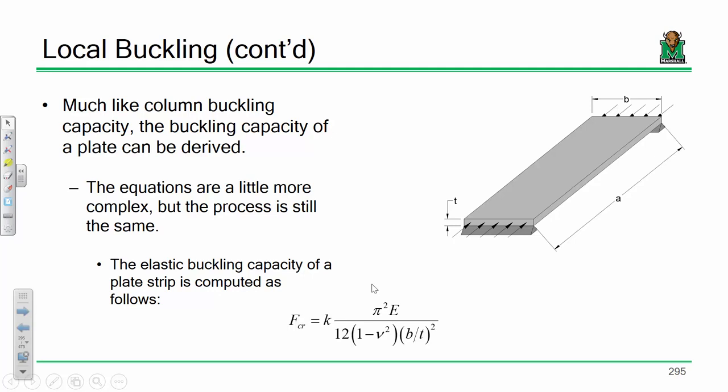But there's a couple things that you should be aware of for this expression. So first off, for now, just sort of trust me that this expression works, and let's just take a look at it. So it's a function of a couple things. First off, it's a function of E, which is 29,000 ksi for steel, right? Everybody's aware of that, okay? It's a function of b over t. b over t is your width to thickness ratio.